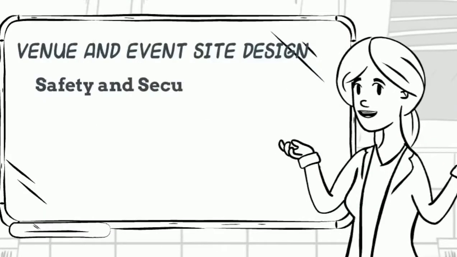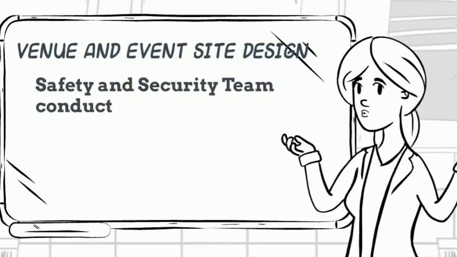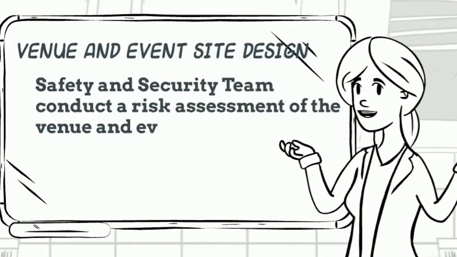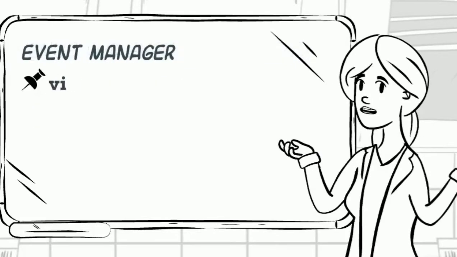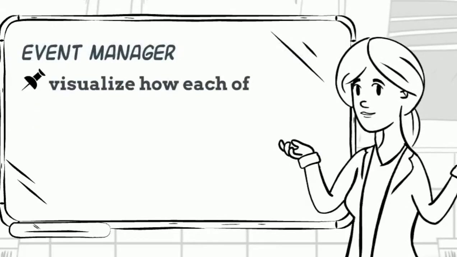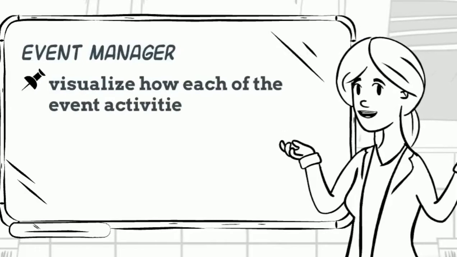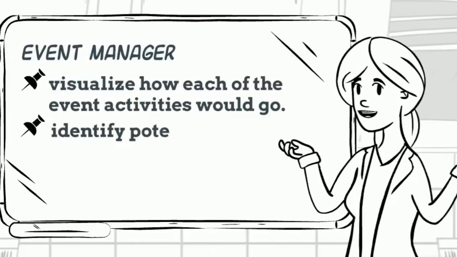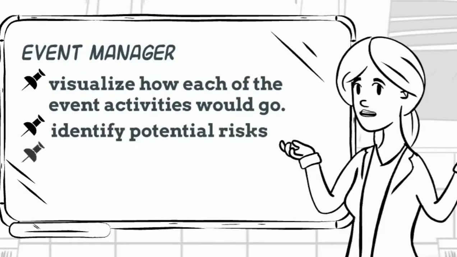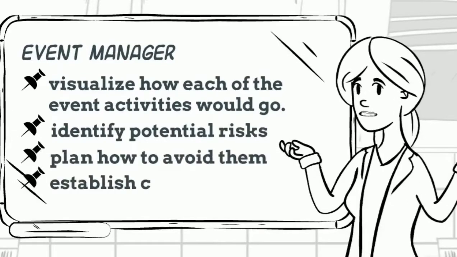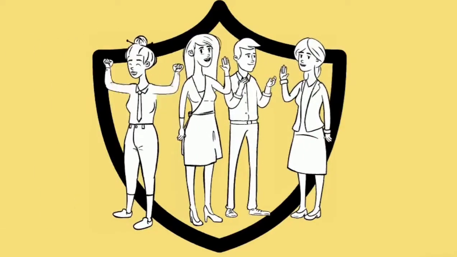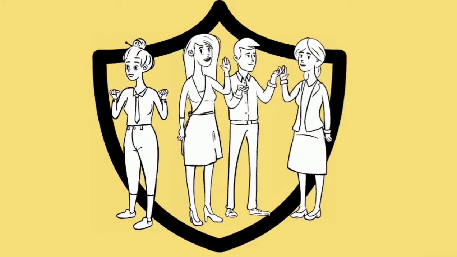Venue and event site design. Before the event, have the safety and security team conduct a risk assessment of the venue and event site. Before and after the event, the manager walks through the event site to visualize how each of the event activities would go, identify potential risks, plan how to avoid them, and establish a contingency plan in case the worst happens. The goal is to keep everyone safe and healthy, including attendees and event employees.